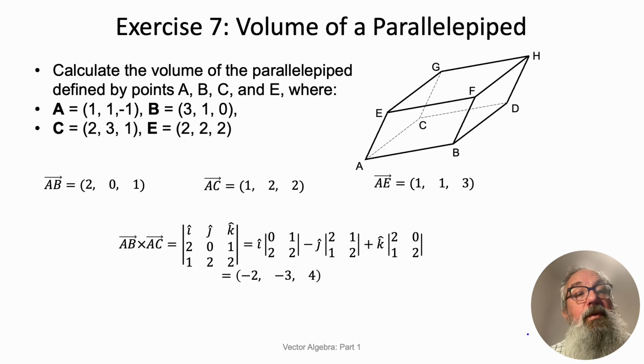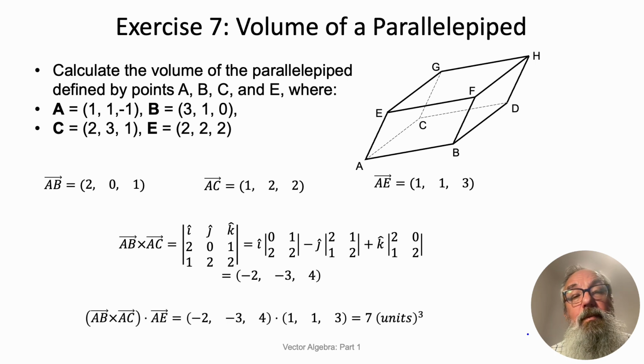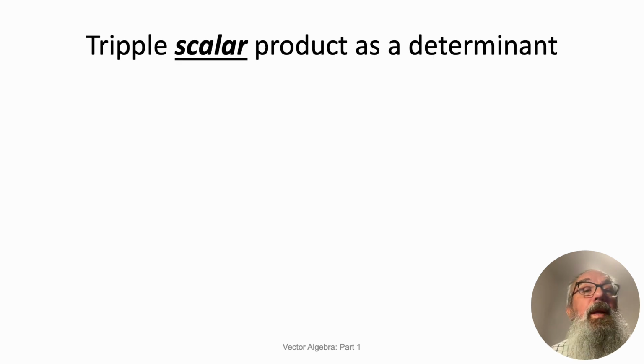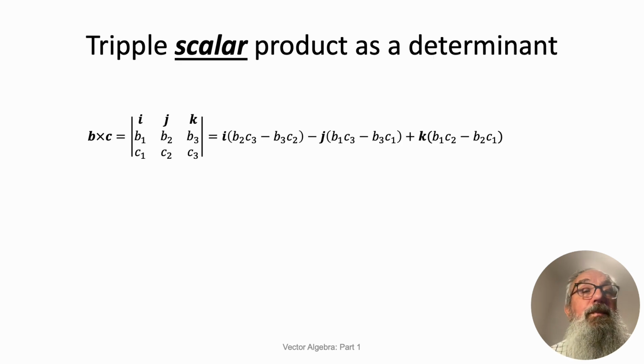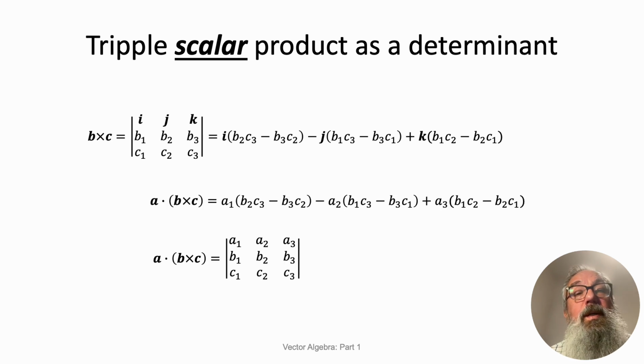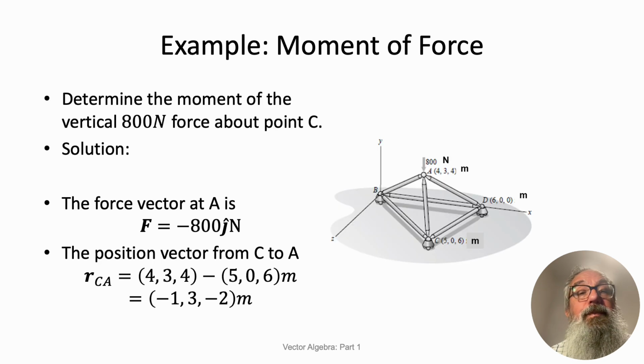We do the first cross product of AB cross AC, and we dot that with AE. It comes out to be 7 units cubed. Okay, if those coordinates were meters, this would be 7 meters cubed. Triple scalar product, and we've just seen we can write it in these components as a determinant and expand that determinant as we would do normally.